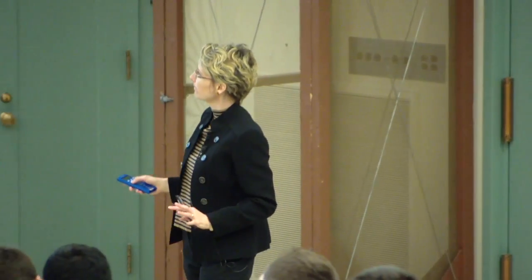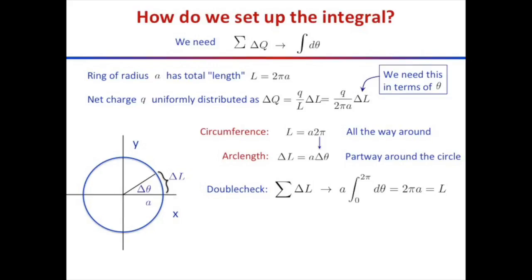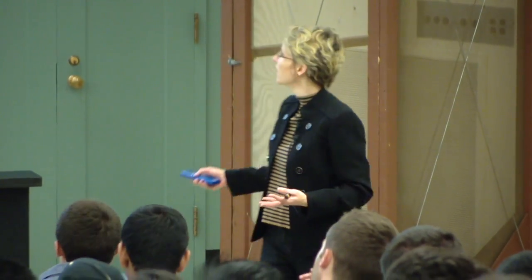And you can see that when I sum up the whole circle, I get the right answer. So just to double check, if I sum up the whole circle, the sum over the little delta L's calculated that way must go to A times an integral, where the sum over delta theta is now converted into an integral from 0 to 2 pi d theta. The integral from 0 to 2 pi of d theta is just 2 pi. So this becomes A times 2 pi, and I got the right answer. The reason I did that double check is to make sure I set up the integral correctly. Do you have any questions so far?